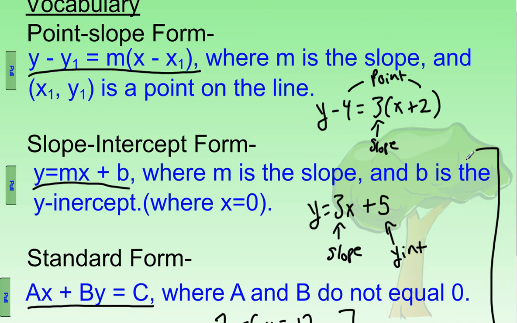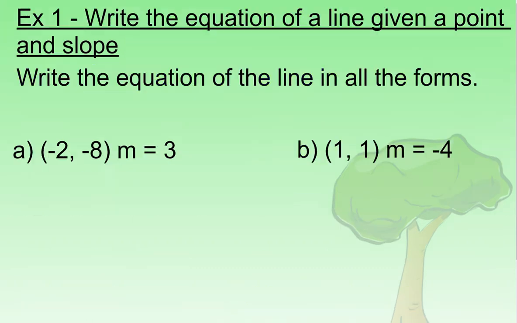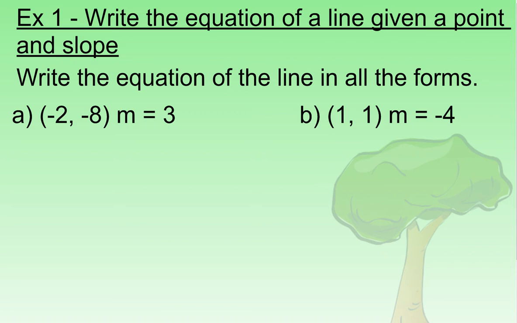Throughout the lesson, I'm going to be doing all 3 forms. So write the equation in all the forms. 8th grade students, your forms would be slope-intercept form and standard form. Keystone students, or 9th grade students, your forms would be all 3: point-slope, slope-intercept, and standard. Right here, the information they're giving us is a point and a slope.